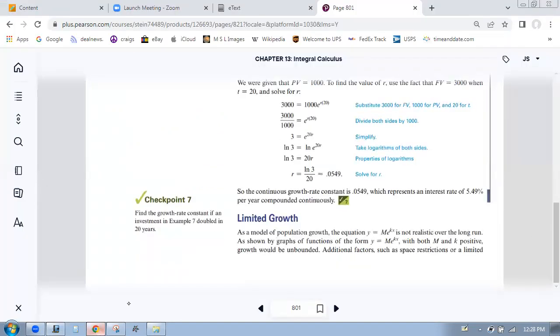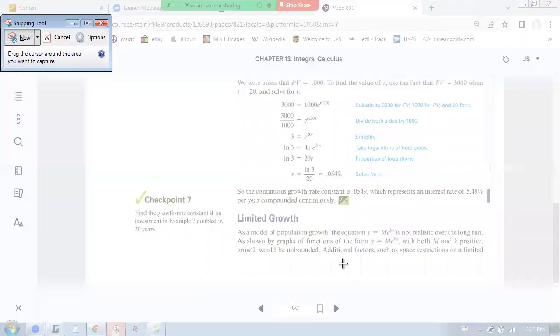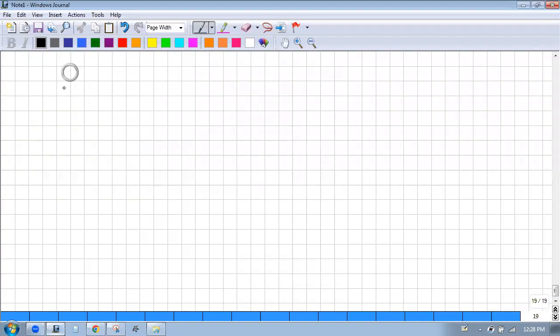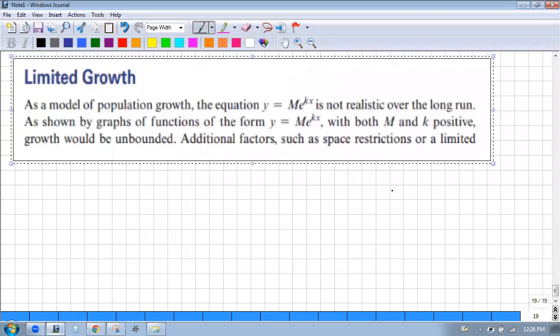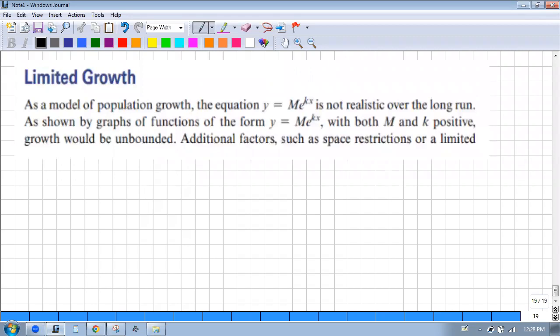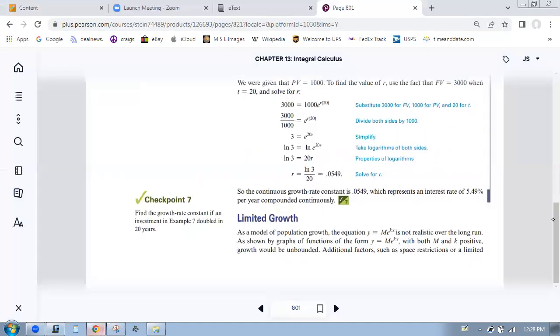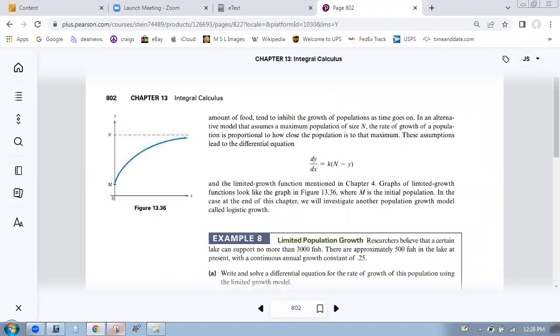Limited growth. This is more closer to reality. So these exponential functions, like, yeah, you put money in the bank and it's going to keep growing forever, right? But in the real world, it's not realistic, right? There's other factors, space restrictions or whatever, you know. You're running your business, things start to wear out, fall apart. So these are good models for a certain amount of time, but eventually they might not be the best. So there's different variations we can do to our basic formula here. One of them is called limited growth. And this is what they do to fix it.